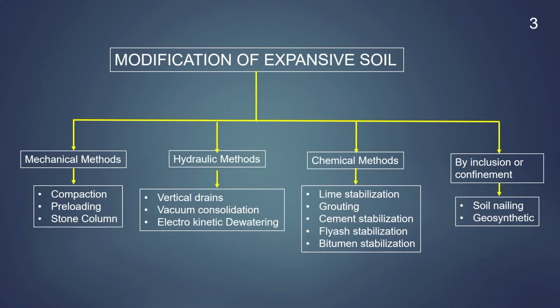There are various methods of modification of expansive soil: the mechanical methods, hydraulic methods, chemical methods, and by inclusion or confinement. In the previous classes we learned about mechanical methods and hydraulic methods, and in today's class we will be learning about the various chemical methods which will be required in the field for the modification of an expansive soil. Under the chemical methods, different methods are there like lime stabilization technique, grouting, cement stabilization, fly ash stabilization, and bitumen stabilization. We will be learning about all these methods one by one.